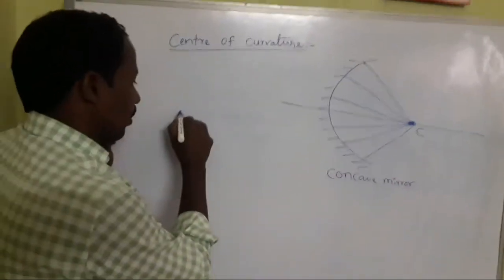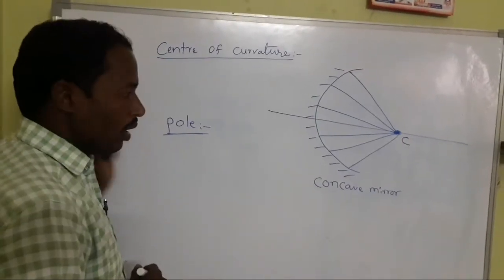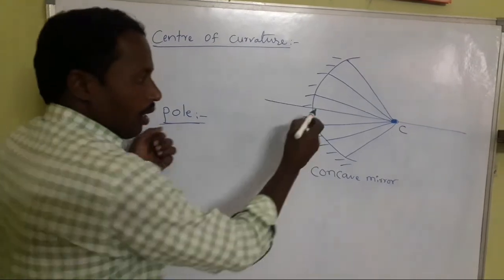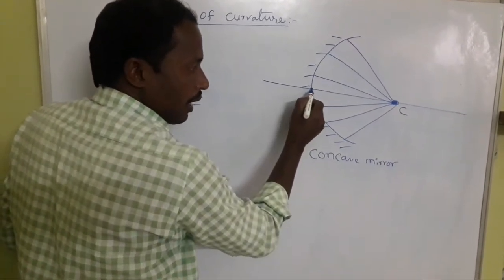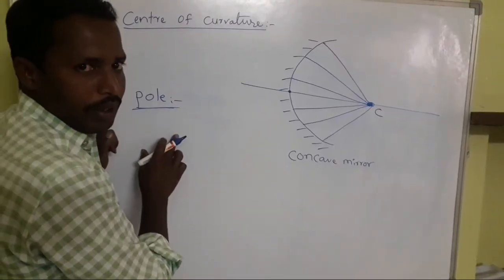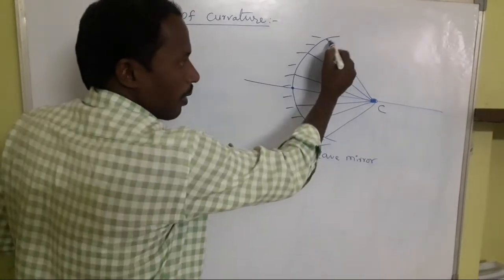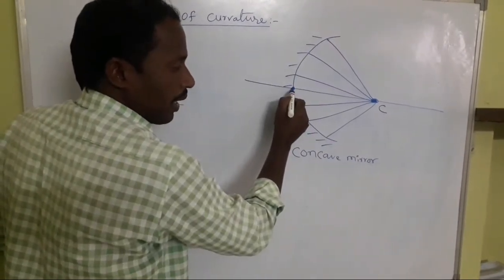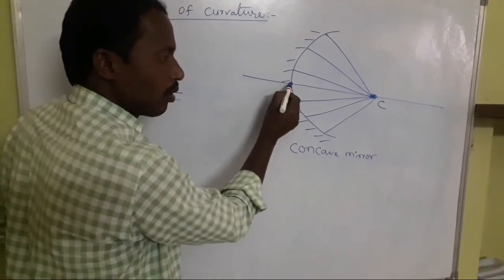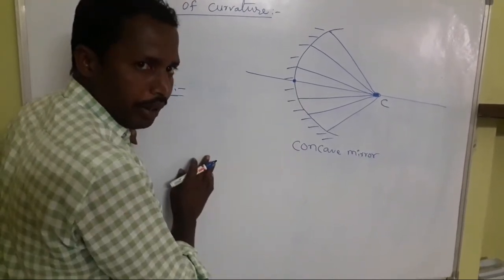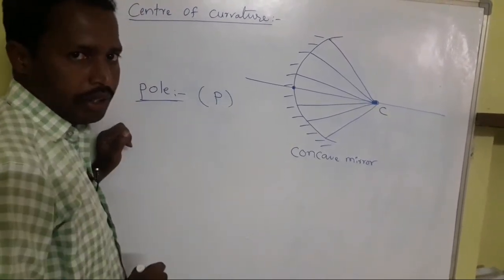Next, what is the pole? The midpoint of the mirror, our geometrical center, is known as the pole of the mirror. It is denoted by P.